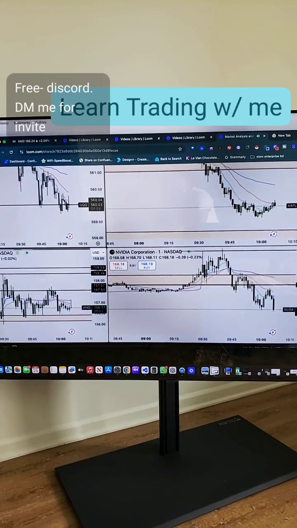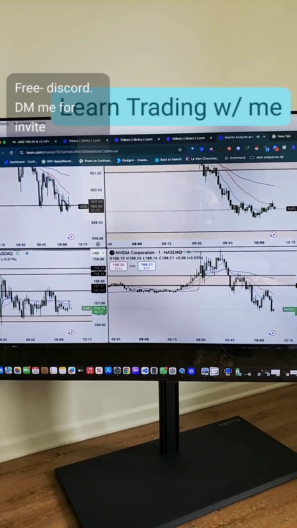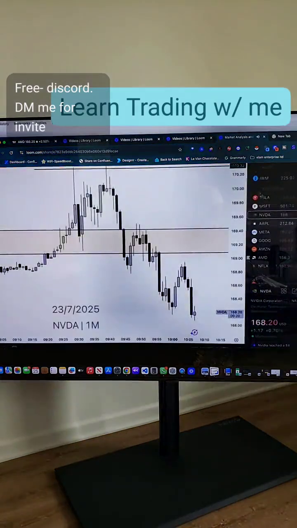QQQ still overall dropping. Next level on QQQ, let me give me one second, phone's loading, is 559.86. This is the exact level it needs to hold. If it doesn't hold this level, then 558.62, which is the previous day low. NVIDIA overall dropping as well. It's just consolidation, or just dropping from all-time highs, to be honest.